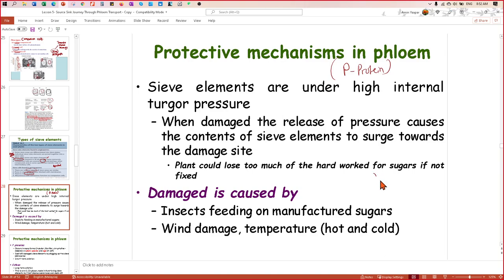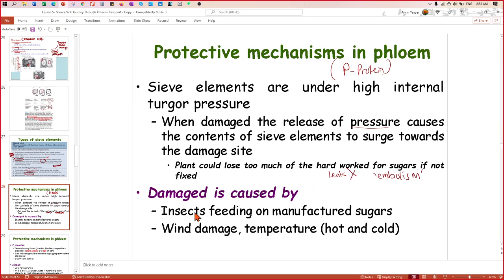it will cause, I think in humans you have this as well, when you have a ruptured vessel, or maybe some kind of blockage in your vessel, we call it embolism, okay? If your phloem vessel is damaged, it will release the pressure. We don't want this to happen, okay? Because it will cause a leak. We don't want the leak to happen, okay?